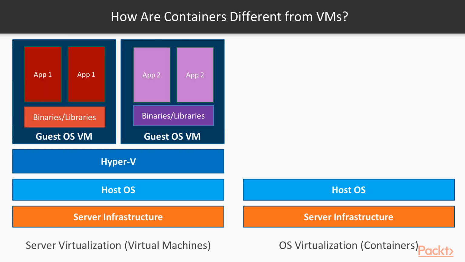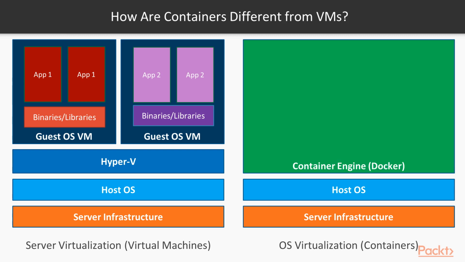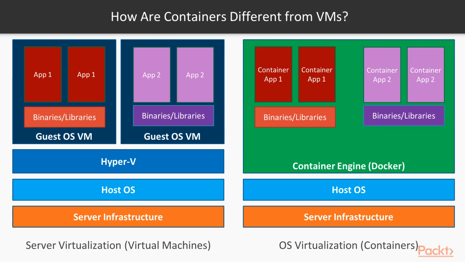So you see some similarities with the containers, which is OS virtualization again, but instead of a hypervisor, you have a container engine, which is a piece of software. In our case, this would be Docker. And in that container engine, you have your shared libraries that are shared between different applications, and you could have multiple containers with additional applications.